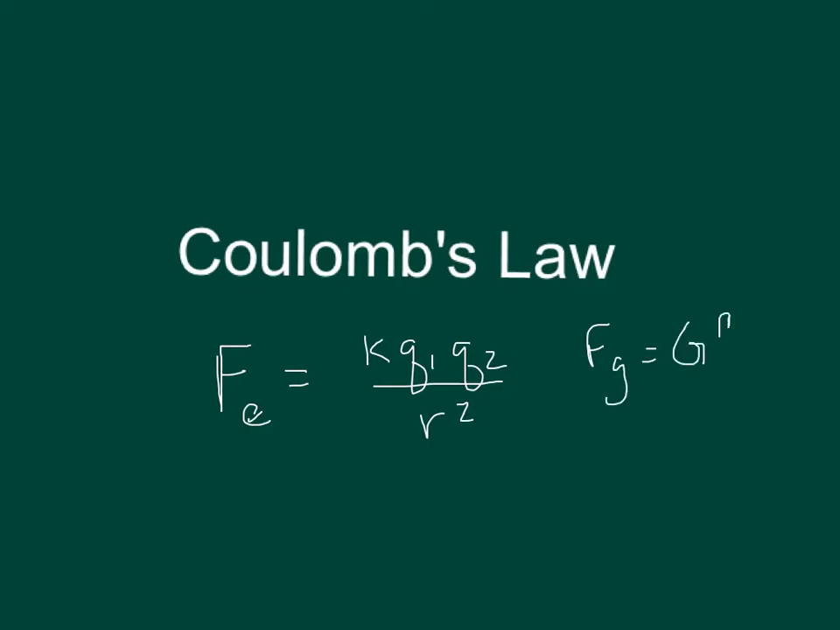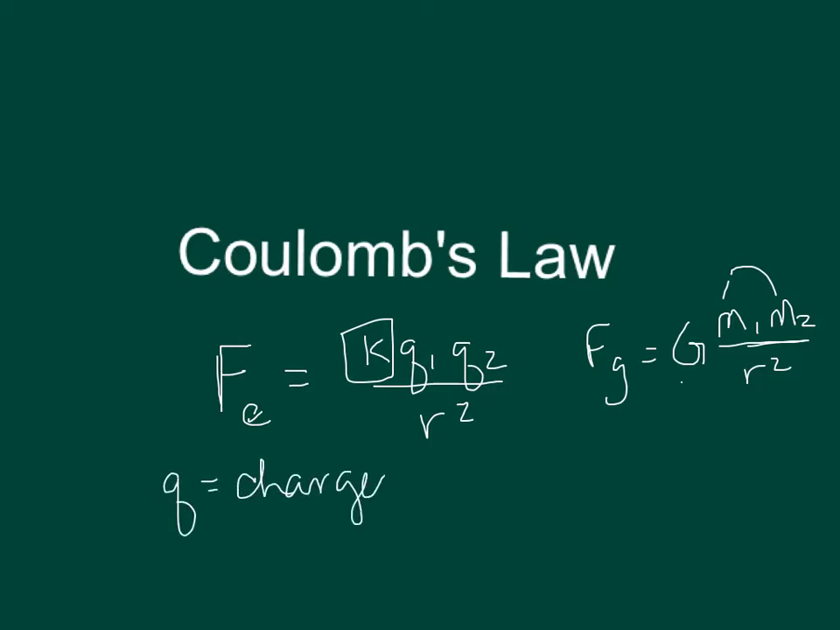G m1 m2 over r squared. So again, k is a constant, just like G was. Q1 and Q2, instead of being masses like they were in Newton's law of universal gravitation, are charges. So our q's are charges. And again, the r is the distance between the two charges.